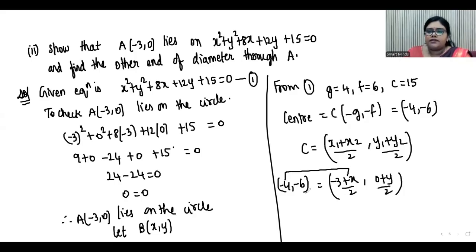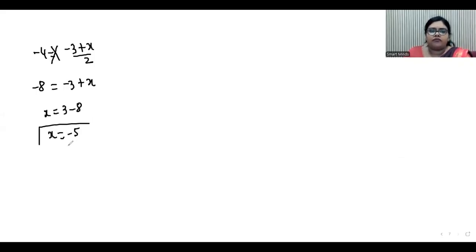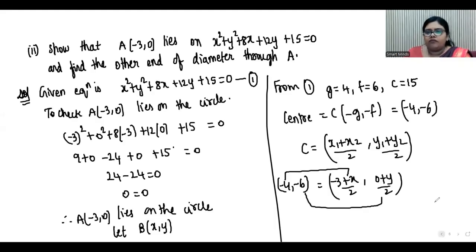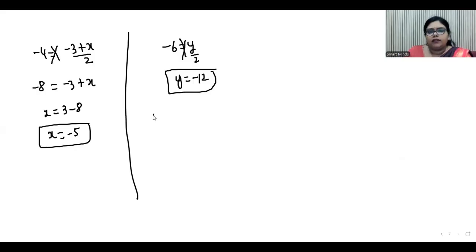Equate x coordinates and y coordinates. So you will get -4 = (-3 + x)/2. Cross multiply: -8 = -3 + x. x = 3 - 8. So x is -5. Now we will equate y coordinates. -6 = y/2. Cross multiply, y = -12. Therefore, B is (-5, -12).